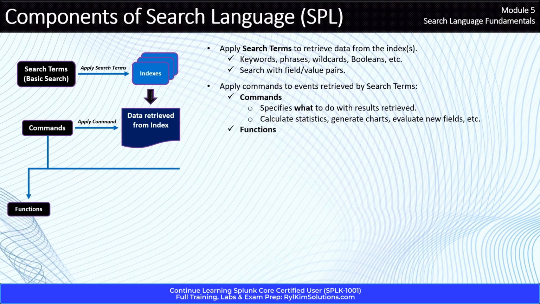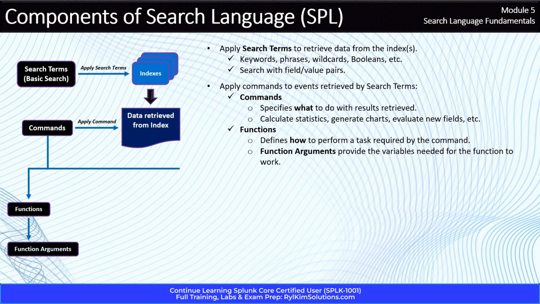Now, some commands have functions that are associated with them. The importance of these functions is that they define how to perform a task required by the command. And these functions sometimes have arguments. Arguments are just like variables that are needed for the function to work. The next one here is also command arguments. Just like you have function arguments, you have arguments that are associated directly to the command. And these are variables that are needed for the command to work.